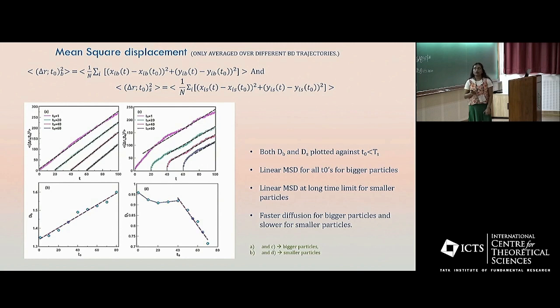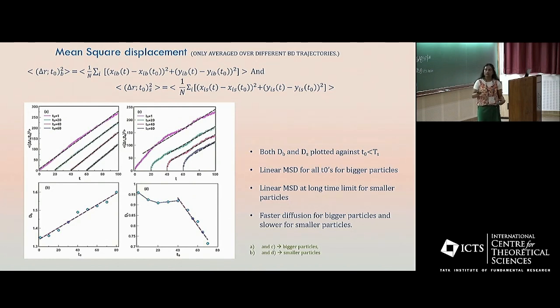So we look into the mean square displacement, taking into account both the species. These two panels are for the bigger ones, these two panels are for the smaller ones. We plot the mean square displacement for bigger particles here, starting from different initial times. That is because no two times are equivalent here. So we calculate the diffusion coefficient from the slope of the mean square displacement for both the cases.